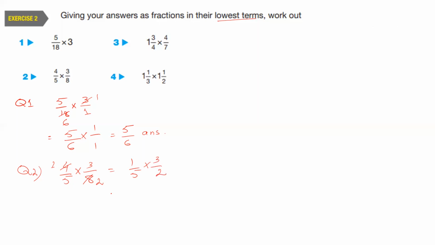We can write it this way: 1 times 3 is 3 and 5 times 2 is 10. So this cannot be simplified anymore. So this one is the answer for question number 2.